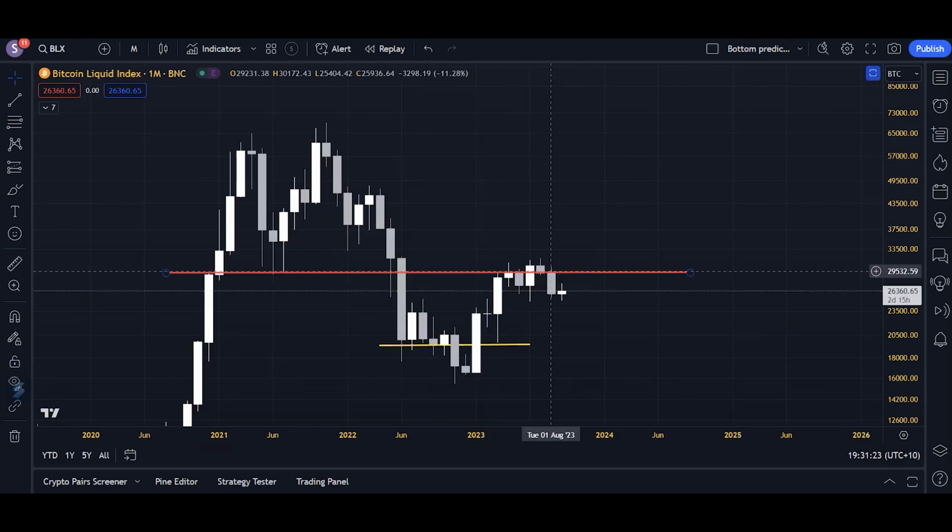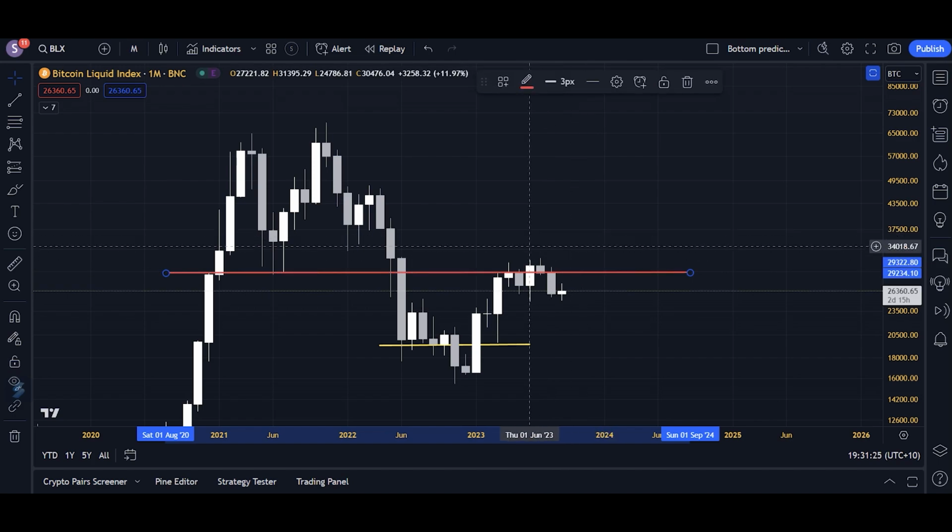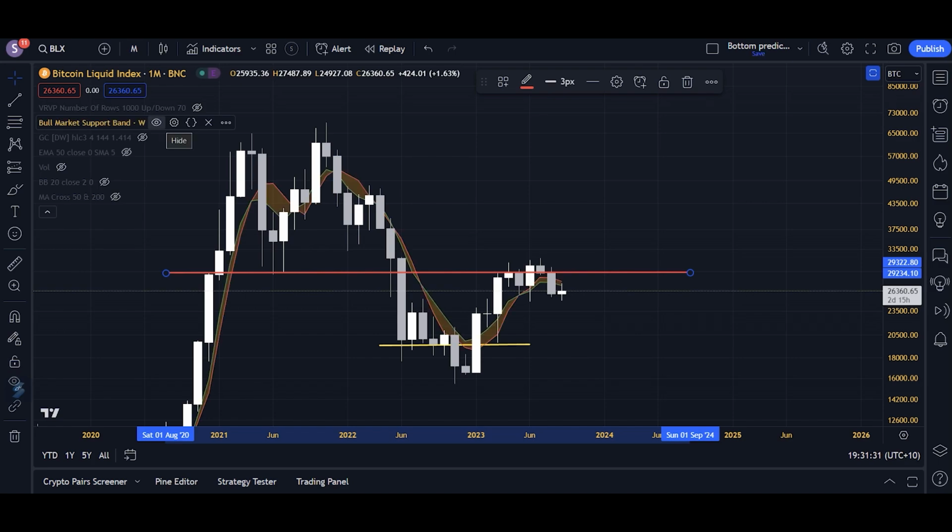BLX is the same story. We've got a resistance on the BLX, and we've dropped below that resistance, but overall, it's just the same as the weekly chart. We've got major support supporting us, major resistance below. It's just one of those things. We just have to wait and see what occurs, really.